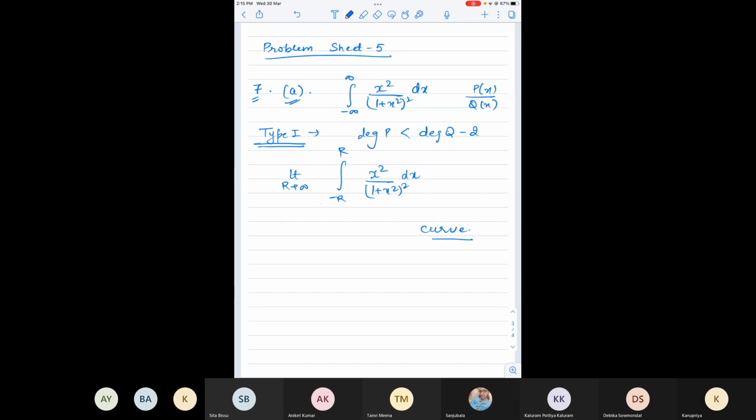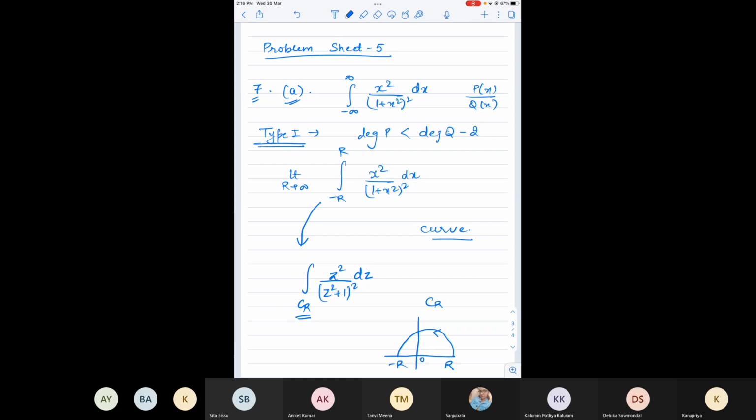You can change this integral into a complex integral, the same with z squared plus 1 whole square dz. What will be this curve CR? Upper half of the circle of radius r. Yes, the upper half, the semicircle from minus r to r, of radius r.